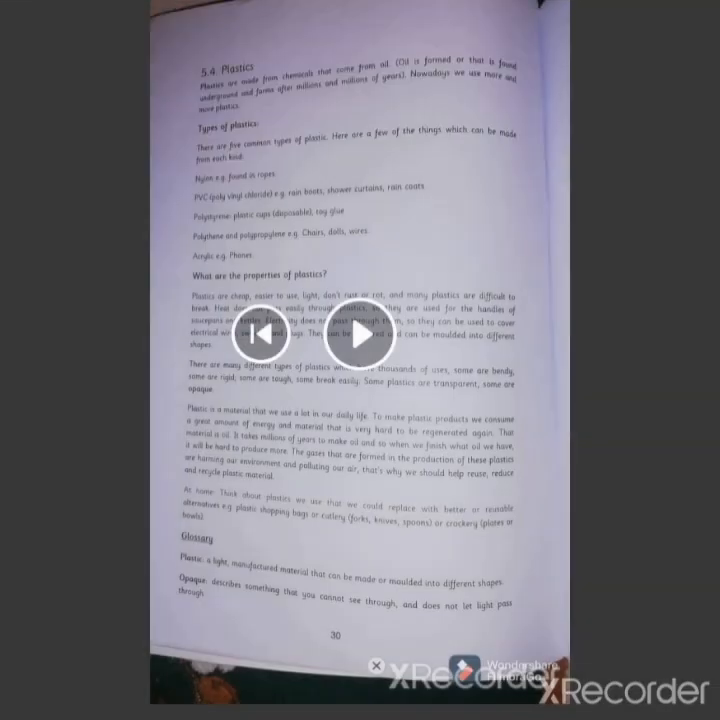What are the properties of plastic? Plastics are cheap, easy to use, light, and don't rust or rot. And many plastics are difficult to break. Heat does not pass easily through plastics, so they are used for the handles of saucepans and kettles.